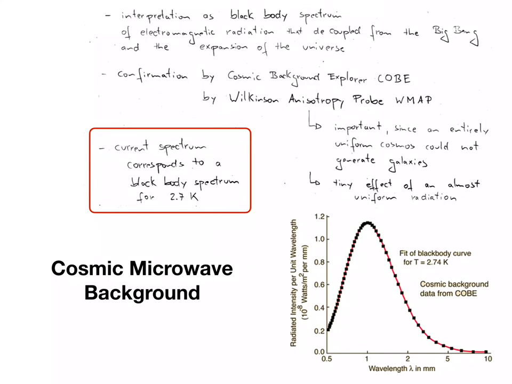The presently measured spectrum of the cosmic microwave radiation corresponds to a black body spectrum for a 2.7 Kelvin black body. Since the universe was much smaller in earlier times, and therefore the energy more dense, we expect that in those times the temperature of that spectrum was much higher. And we can trace this back to the time of 380,000 years after the Big Bang, where photons and electromagnetic radiation decoupled from matter.